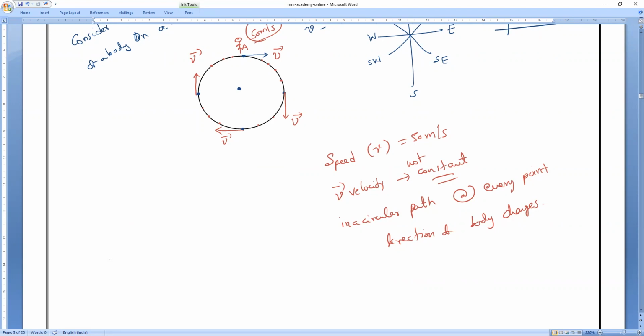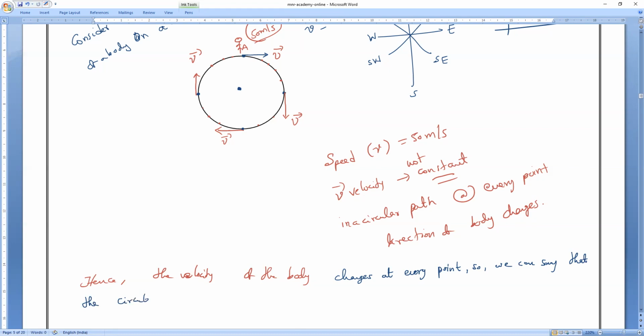So we can say uniform circular motion is what motion? Accelerated motion. Right. Hence the velocity of the body changes at every point. So we can say that uniform circular motion is an accelerated motion. Is it okay, guys?